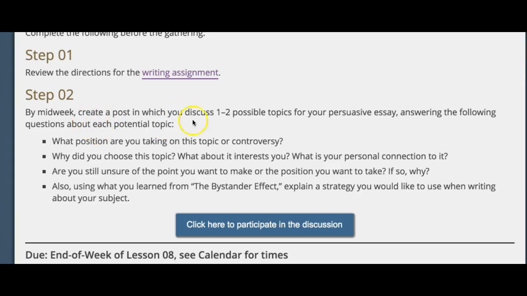This week, for the discussion board post, you're going to share one or two possible topics that you could use for your persuasive essay. You can propose anything. You don't have to use the topics you share in the discussion board if you don't want to. This is just a brainstorming activity this week. And then, what position would you be taking on this topic? You only have to post one idea, but if you have two ideas and you're not sure which one to use, then you're going to have to answer all these questions.